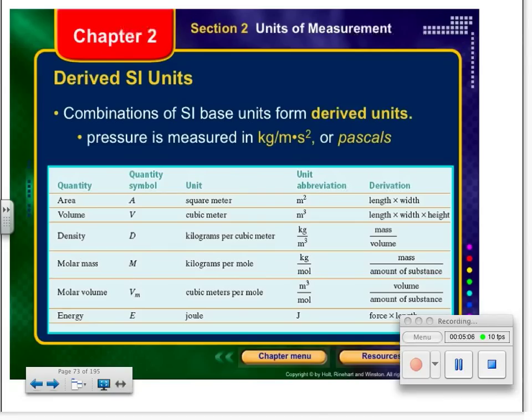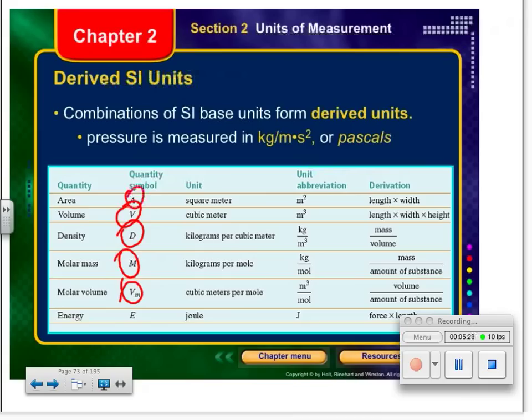Pressure is measured in units called kilograms for every meter times second squared, or pascals. Don't worry about that one. We'll learn about that one later. The ones I want you to know about are volume. I want you to know what volume is, and I want you to know what density is. Molar mass, molar volume, and area.